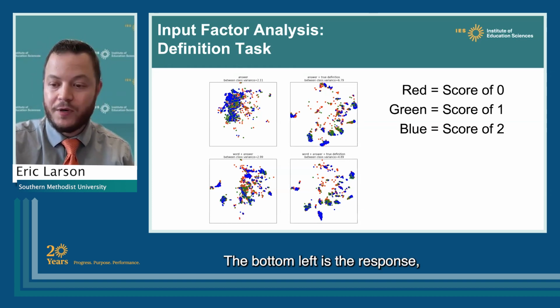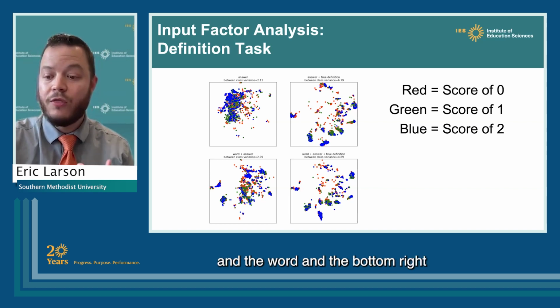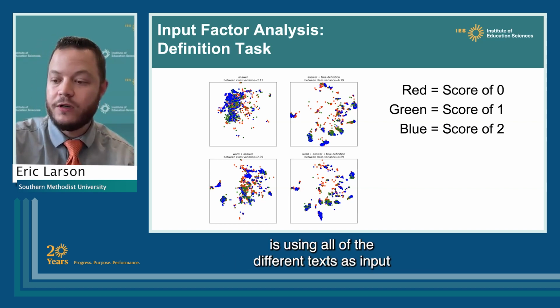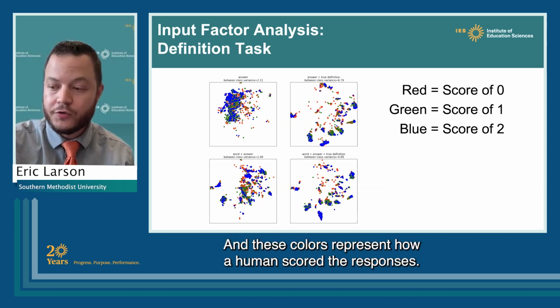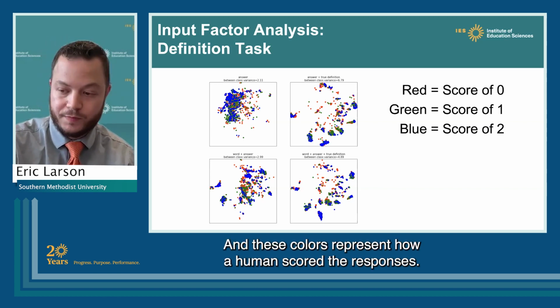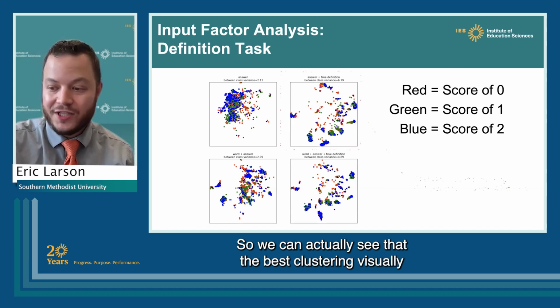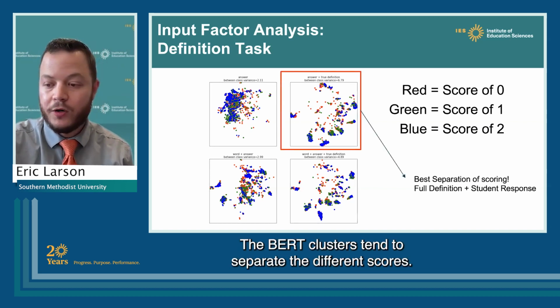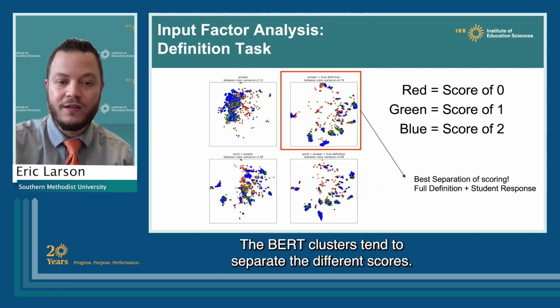The bottom left is the response and the word, and the bottom right is using all of the different texts as input into the BERT model. And these colors represent how a human scored the responses. So we can actually see that the best clustering visually is in the top right. The BERT clusters tend to separate the different scores.